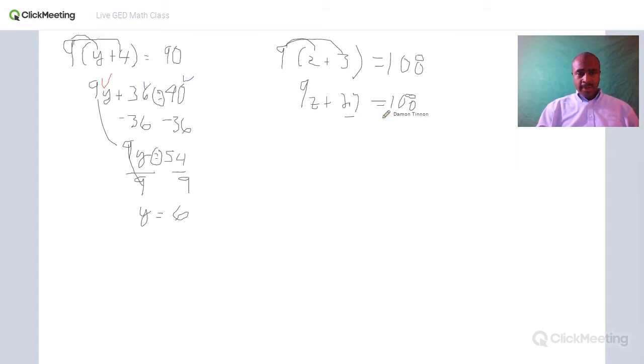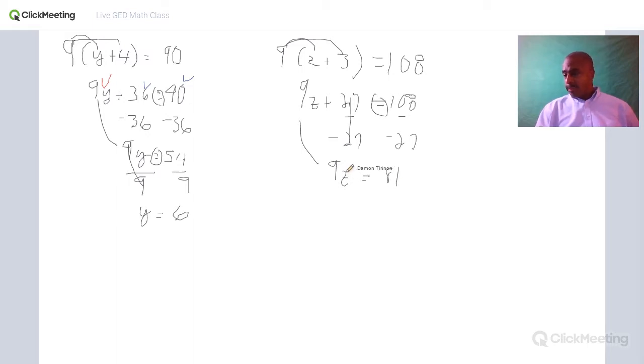Again, we're going to identify the terms that are alike, which are these two. So we're going to do the opposite, minus 27. Because it's an equation, we're going to do it to both sides. That cancels out. We're going to drop our 9z down. And 108 minus 27 is 81.